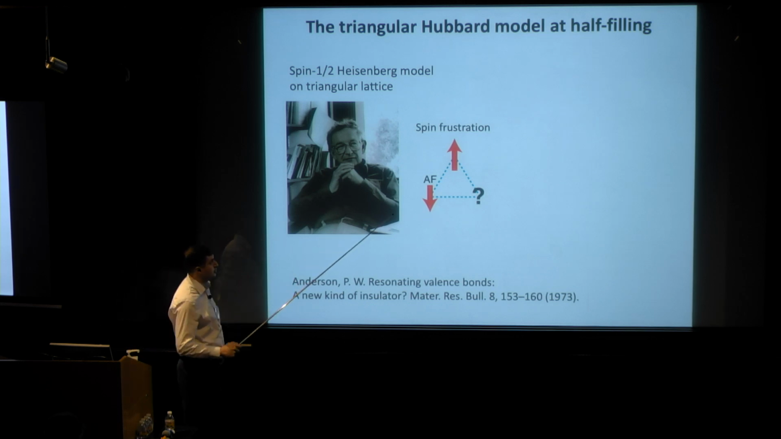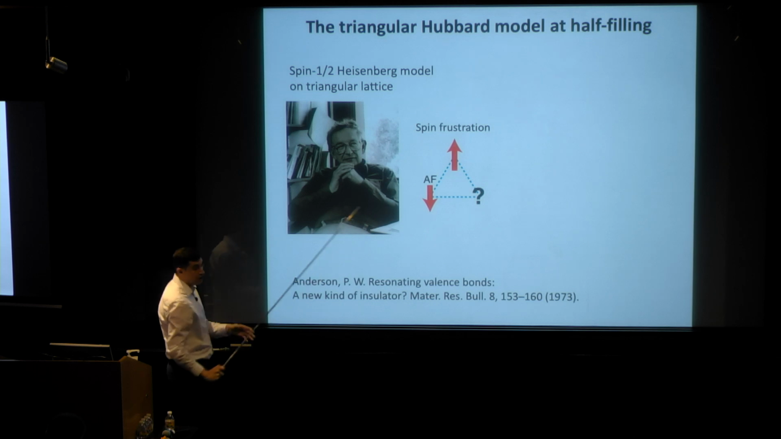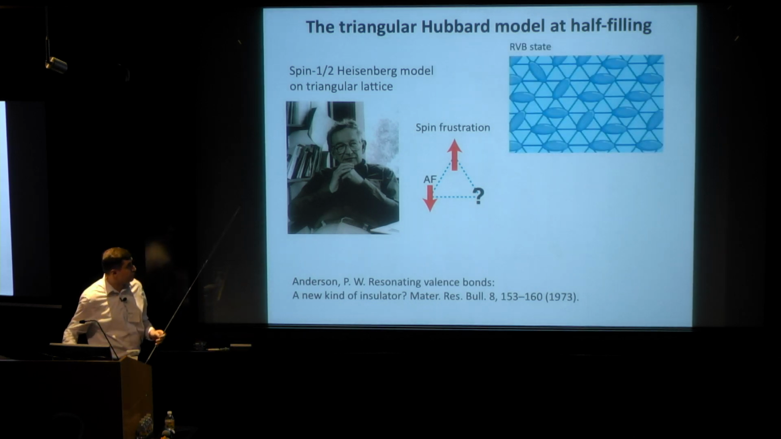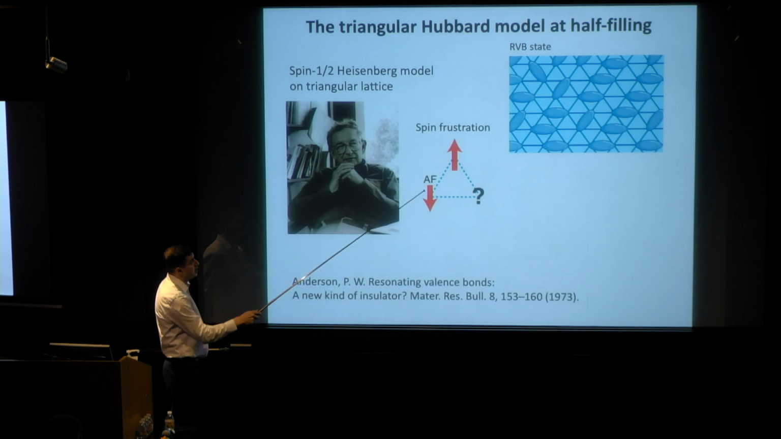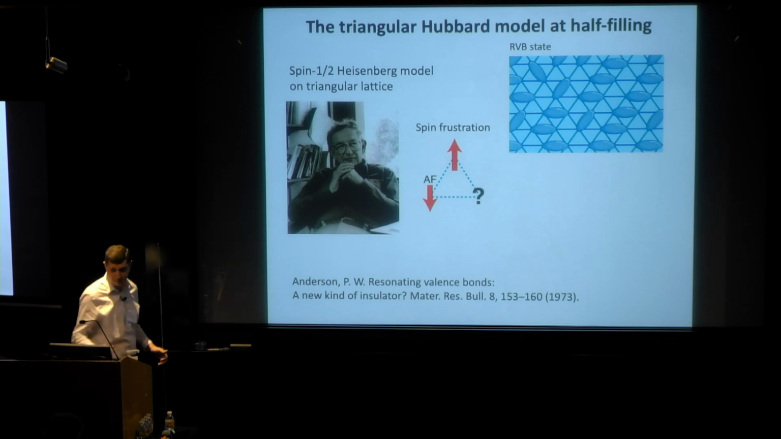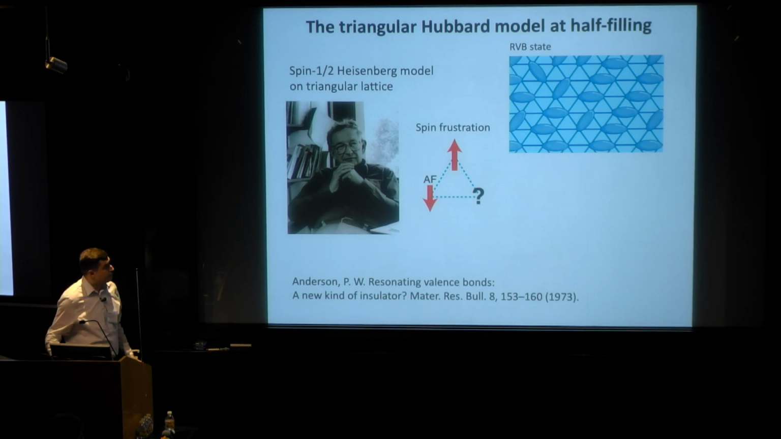So if you put antiferromagnetically coupled spins on this plaquette, you see you can decide how to deal with the third spin. What Phil suggested at the time is that maybe what you want to do is form these singlets and cover the lattice with singlets, and then you have a superposition of all the coverings of the lattice. That was the beginning of the field of quantum spin liquids. Turns out, it was a great idea to launch the field, but it was actually wrong.